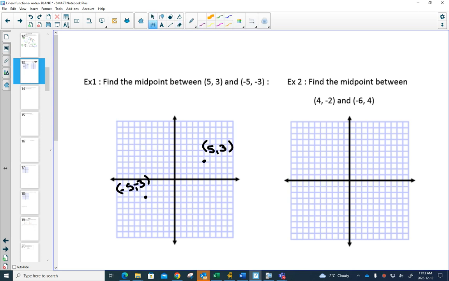-5 and -3, so now there's our blue line. We need to find the midpoint of it, okay? Drawn on the picture, you might be able to see that it's 0, 0. But can you see that the difference here is 10. The difference here is 6. Halfway will be 3 and 3, and 5 and 5. So it will be perfectly at 0, 0.